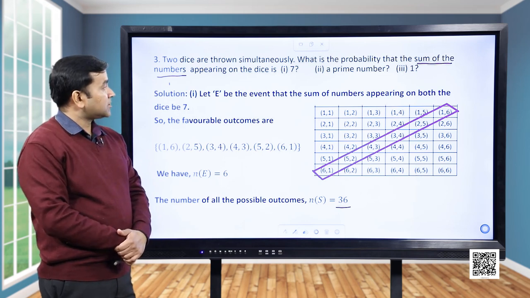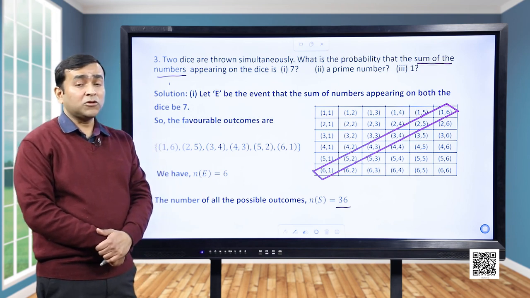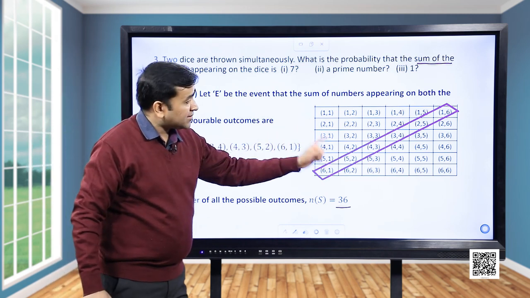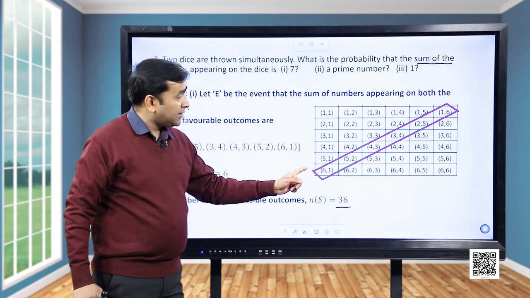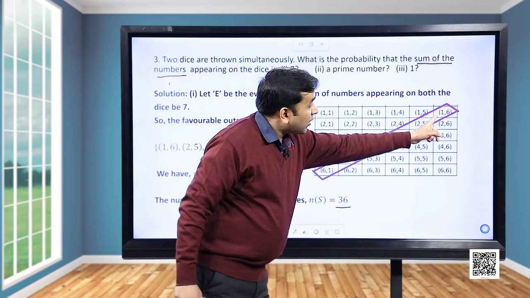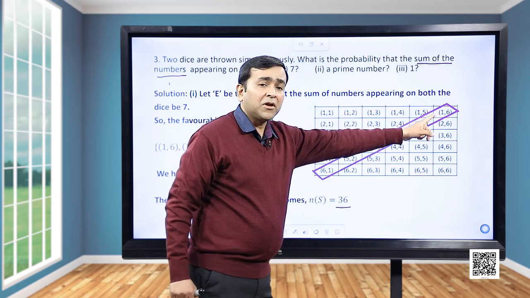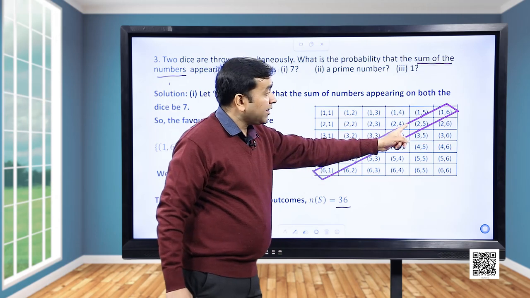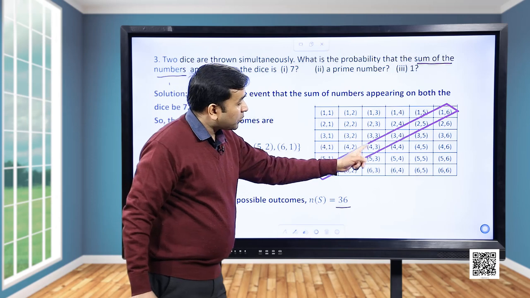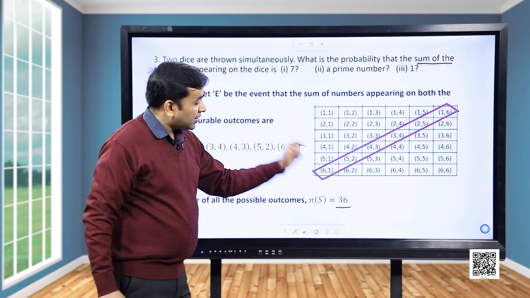So let us solve the first part. Let E be the event that sum of numbers appearing on both dice is 7. In this sample space, in this table, I have highlighted the sum of numbers for your understanding. For example, if 1 appears on first dice and 6 appears on second dice, what is the sum of numbers? It is 7. Similarly, 2 plus 5 is 7, 3 plus 4 is 7, 4 plus 3 is 7, 5 plus 2 is 7, and 6 plus 1 is 7.